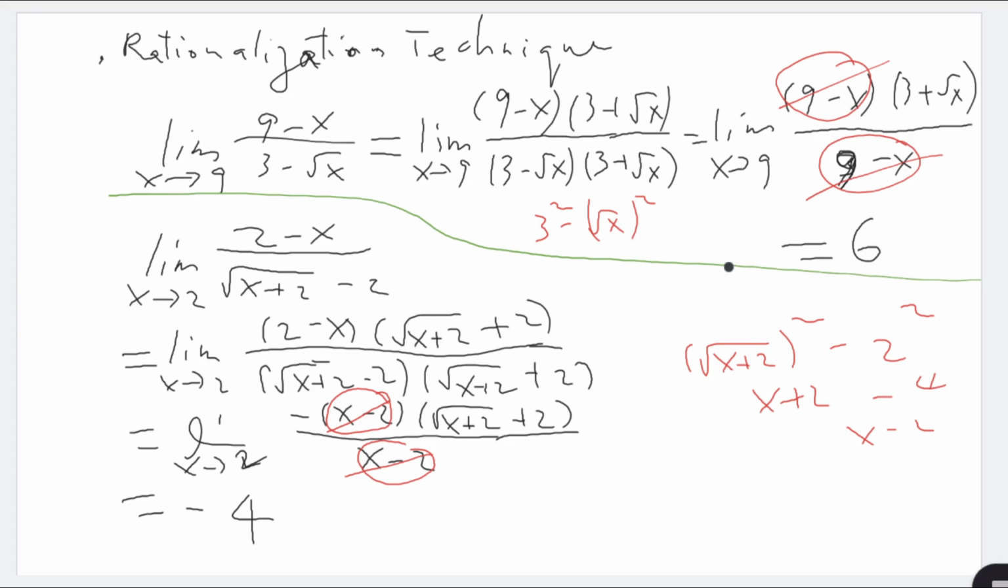Again, in this example, we apply the rationalization technique to expose the troublemaker from the top and from the bottom, to cross out in order to find the limit. All right, so we stopped here.